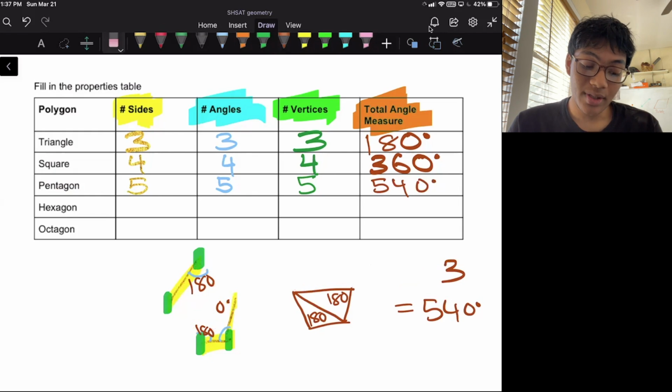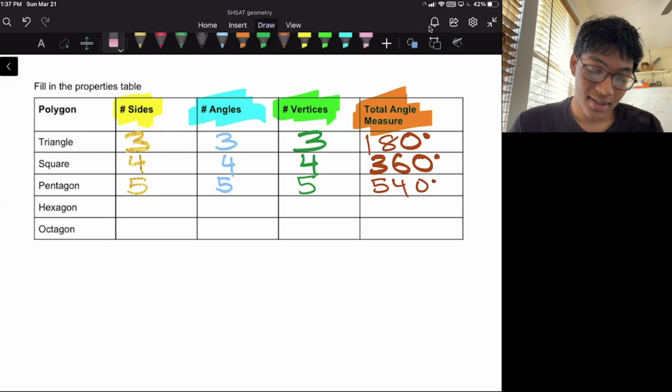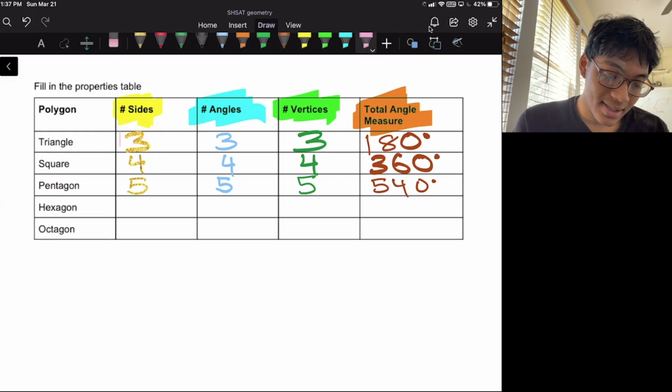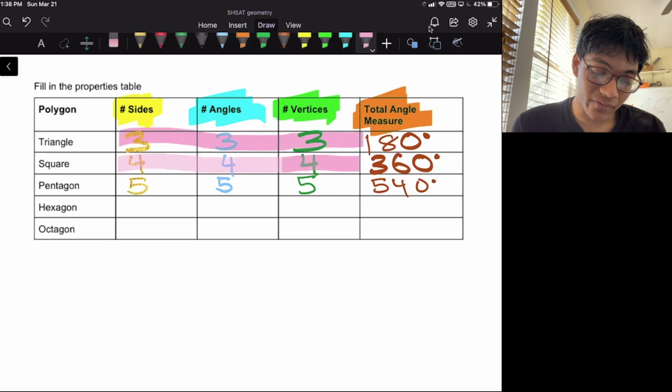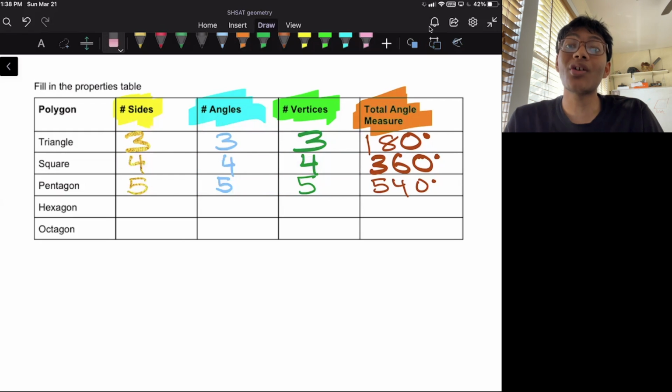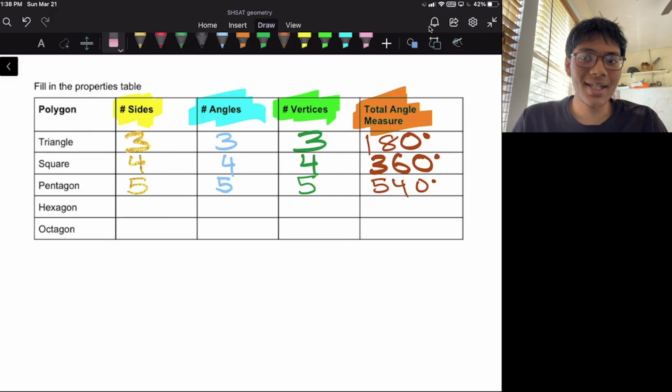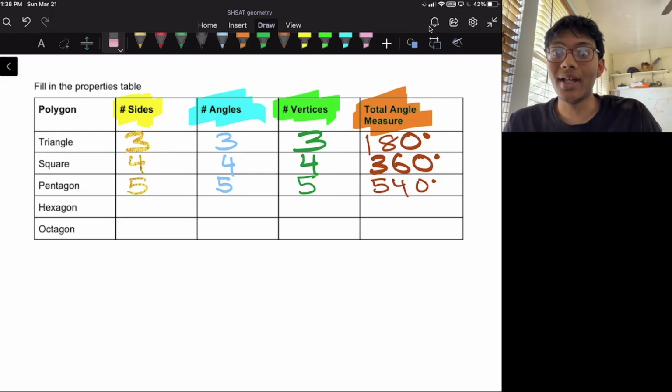Now, you should be noticing a pattern, right? Let's see. Do you see a pattern here? Look, a triangle has three sides, three angles, three vertices. A square has four sides, four angles, four vertices. A pentagon has five sides, five angles, five vertices. Do you see it? The sides, angles, and vertices are all equal to each other all the time. So hopefully that big hint helps you out in a big way. And good luck.